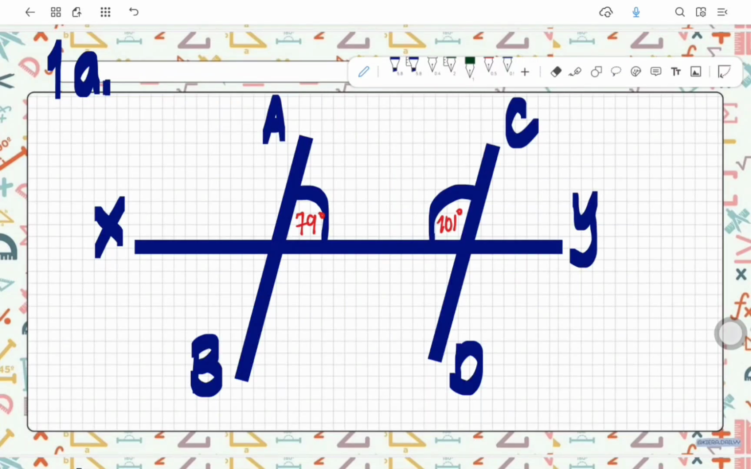Now we are going to answer exercises. For the first number, 1A until 1D, we are going to check if our line AB is parallel or not parallel with line CD. And we have a transversal line that is going to help us figure out if line AB and line CD are parallel or not parallel.